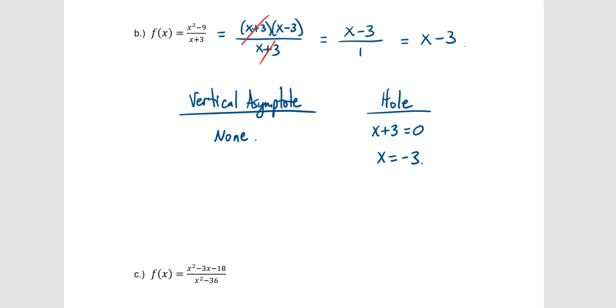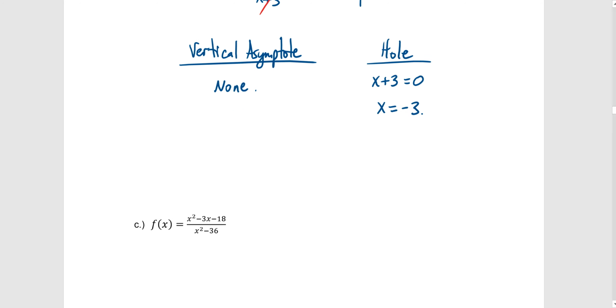So this time there were no vertical asymptotes, and there was a hole at the x coordinate of x equals negative 3. If we wanted to find the y coordinate for this hole, we would go back and plug it into the simplified version, and we would get negative 3 minus 3, which would be negative 6, giving us the ordered pair negative 3, comma, negative 6. But we'll be getting into that when we actually graph these.